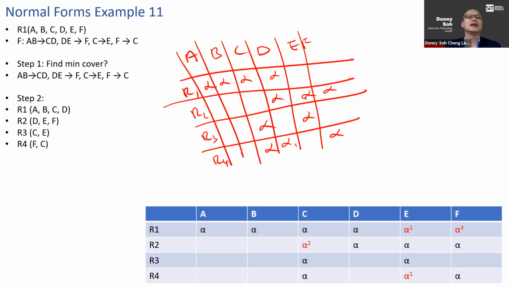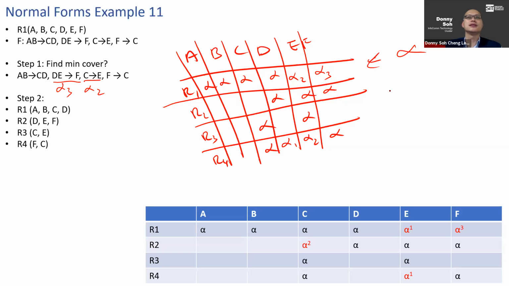D, E implies F, nothing I can do. C implies E. So I will have C implies E. And now I have DE. DE implies F. And so I have the first row of all my distinguished variables.